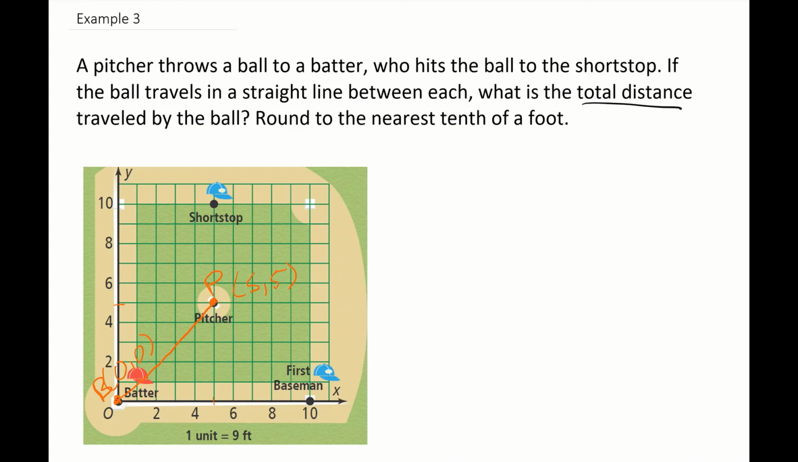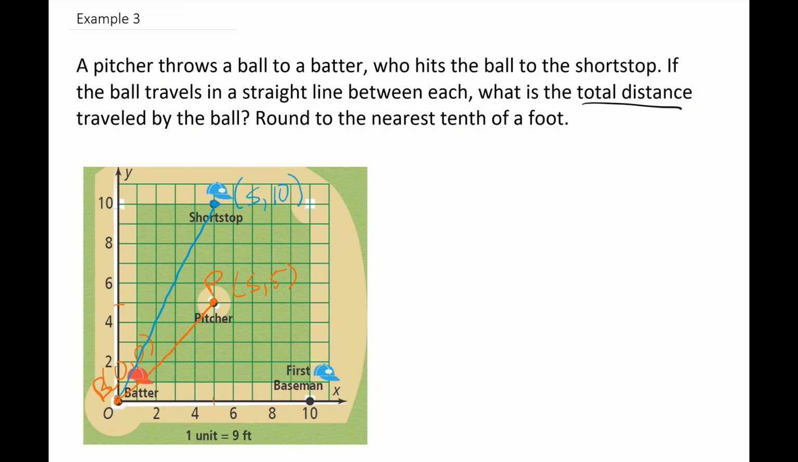All right, now let's do the coordinates of the shortstop. Once the ball goes to the batter, it's going to go to the shortstop in this example. So it's going to travel straight to the shortstop. That's not a straight line, but it should be a straight line, so I'll go ahead and draw that a little bit better. Okay, so straight line, and the coordinates of the shortstop are, in this case, 5 in the x and 10 in the y.